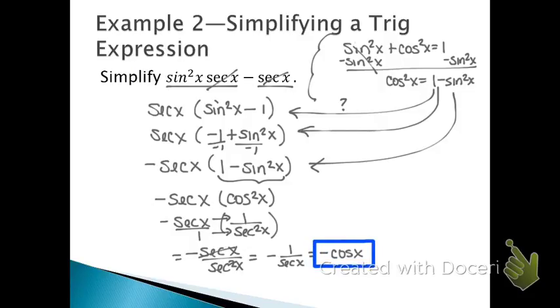Now, is that the only way we could work this problem? No. I was good with y'all until you got to this point, and then y'all went separate than what I did. Okay? I changed secant to cosine. It doesn't matter, though. We get the same answer in the end.